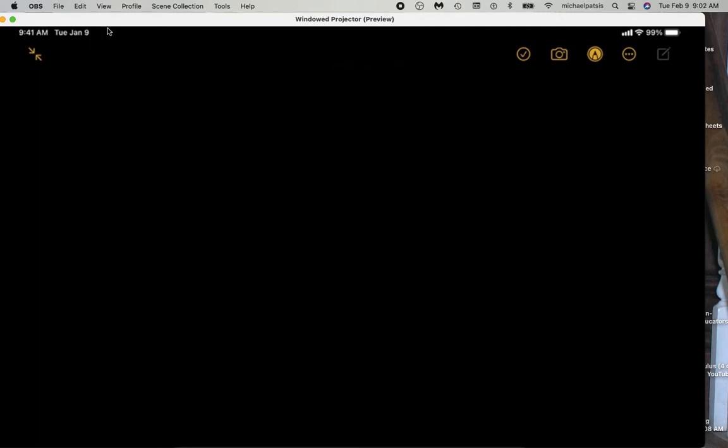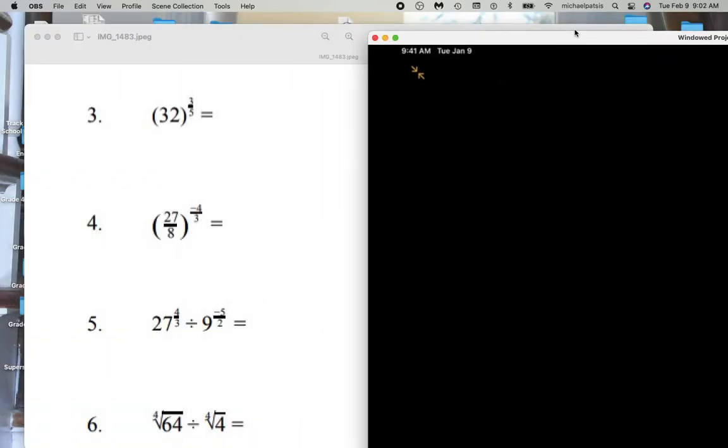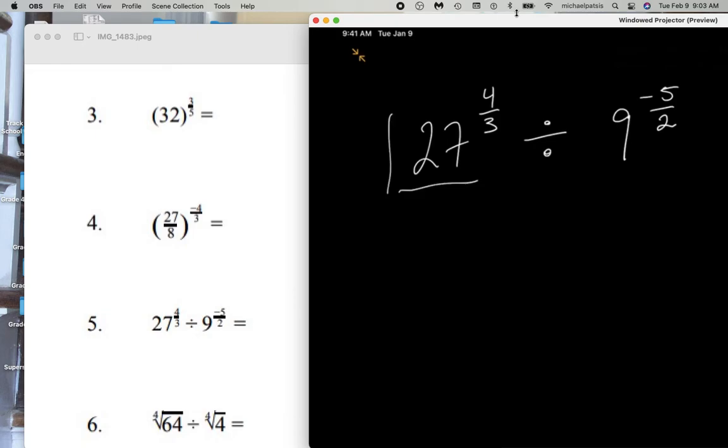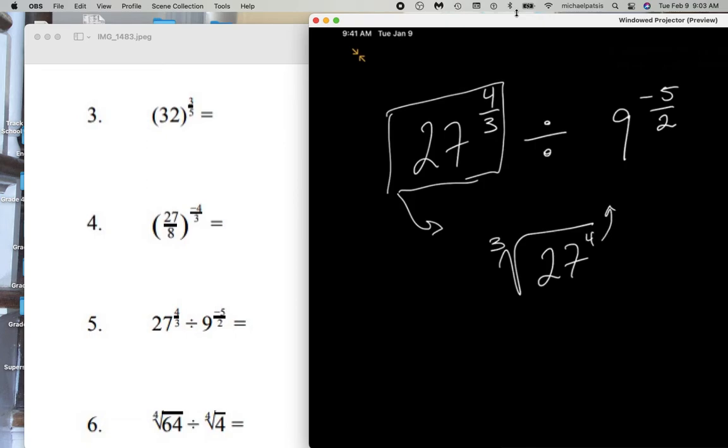Let's do another one. 27 to the 4/3 power divided by 9 to the negative 5 over 2. Let's do this one first. We have the 4th. Take that, flip it up.